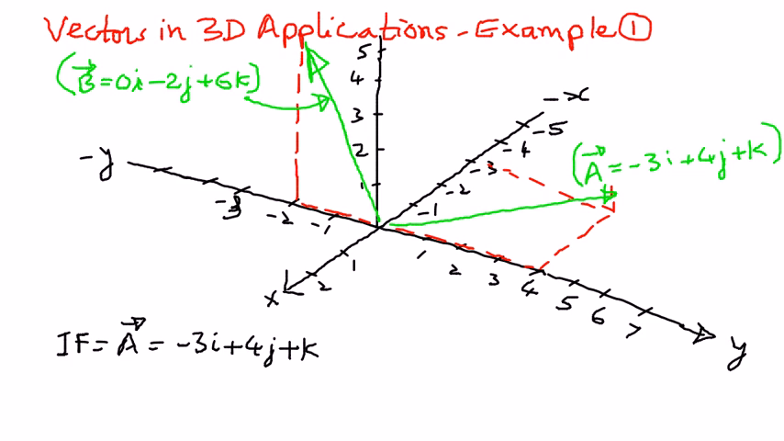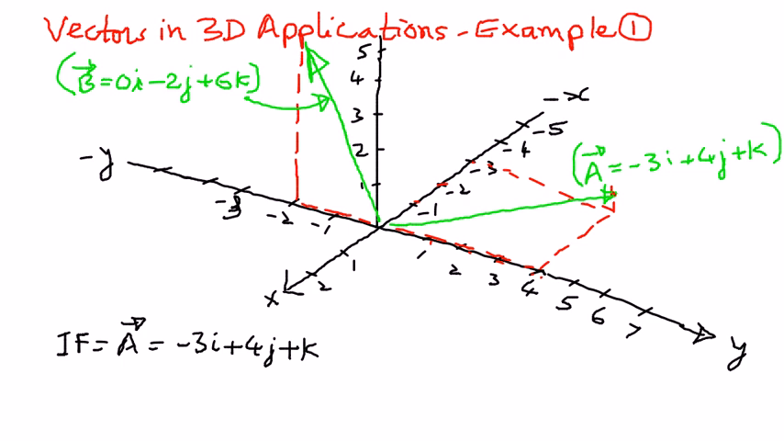I'm going to pick these different colors here. Negative 3i, we're going to travel three negative units on the negative x-axis, 1, 2, 3 on the negative x-axis, 4 units on the positive y-axis, that would be 4 units here, 1, 2, 3, 4, and then 1 unit on the positive z-axis, so therefore we go up, and this is the line. The green line is indicating the vector A. Vector A is therefore negative 3i plus 4j plus k, like that.